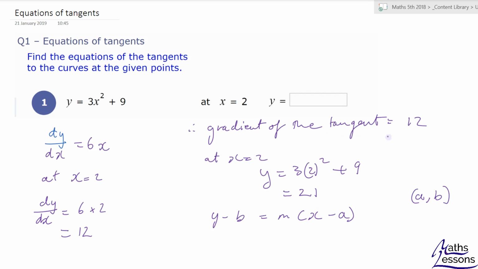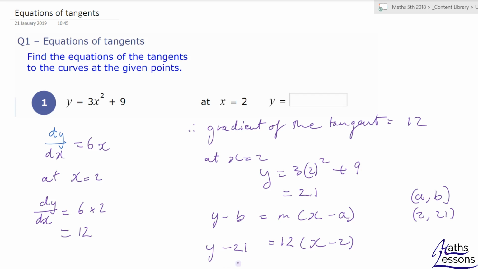So using what we've got, the gradient is 12, so m is 12. We know it goes through the point (2, 21). So y minus 21 equals 12 times x minus 2. And that is the equation of a line. If you were just doing that for an exam, that would be a perfectly good answer. But this one's in the form y equals something.